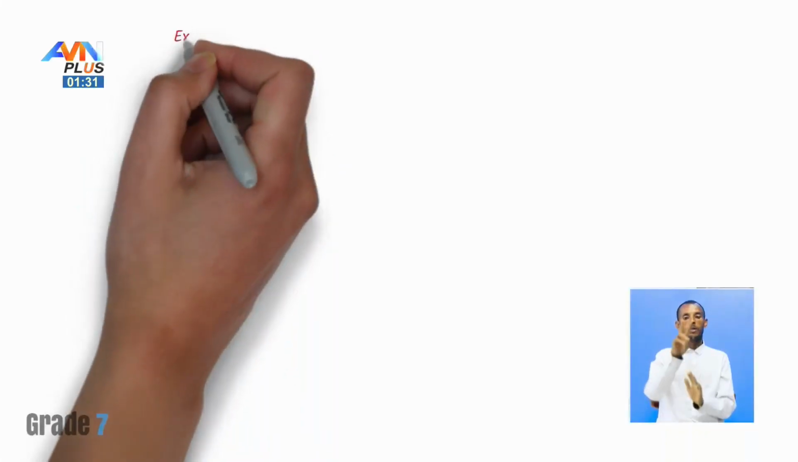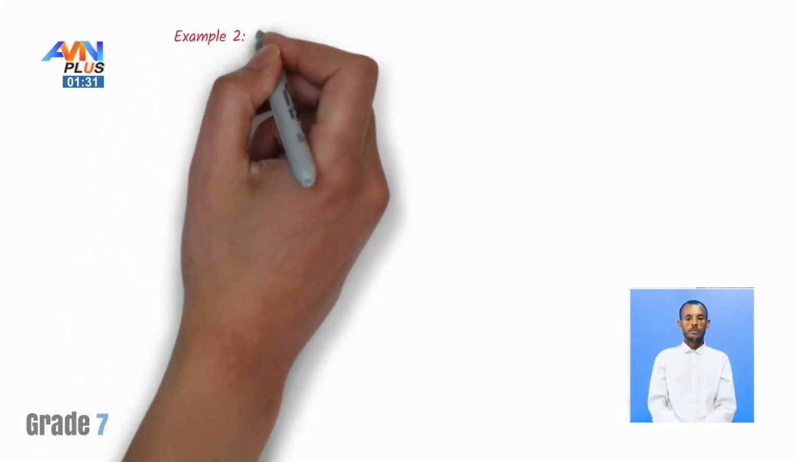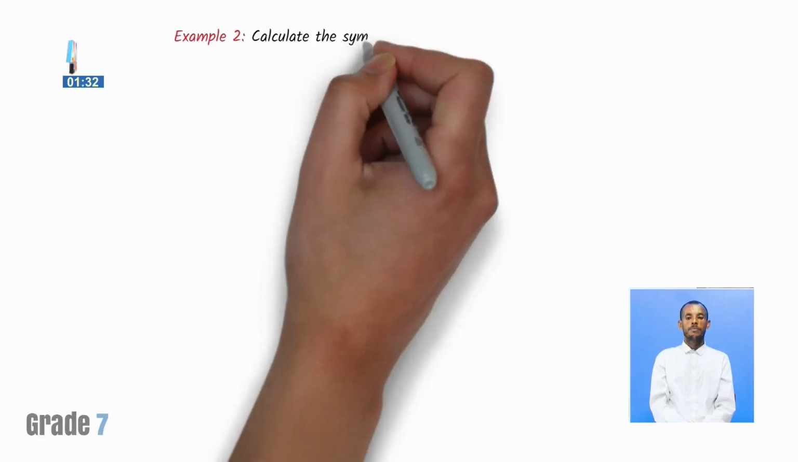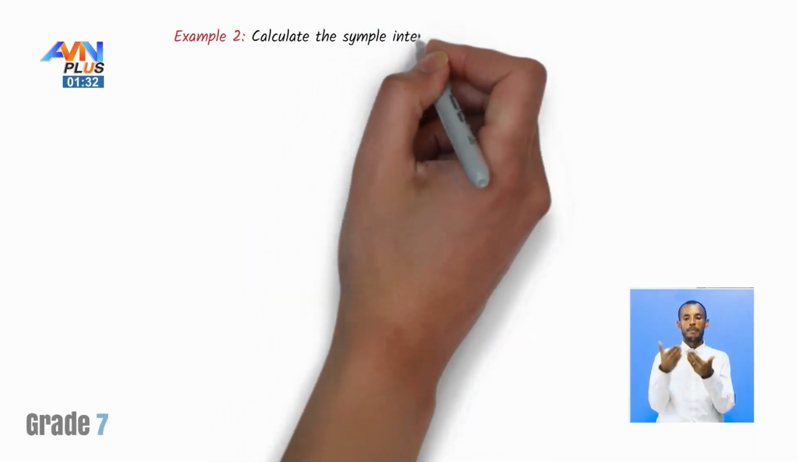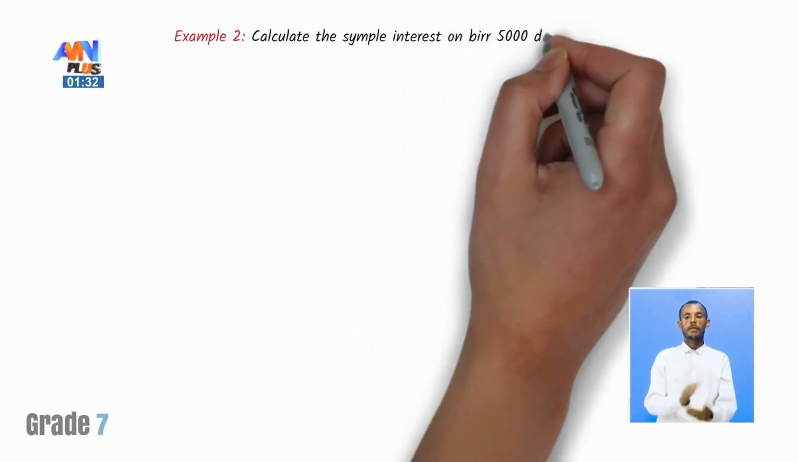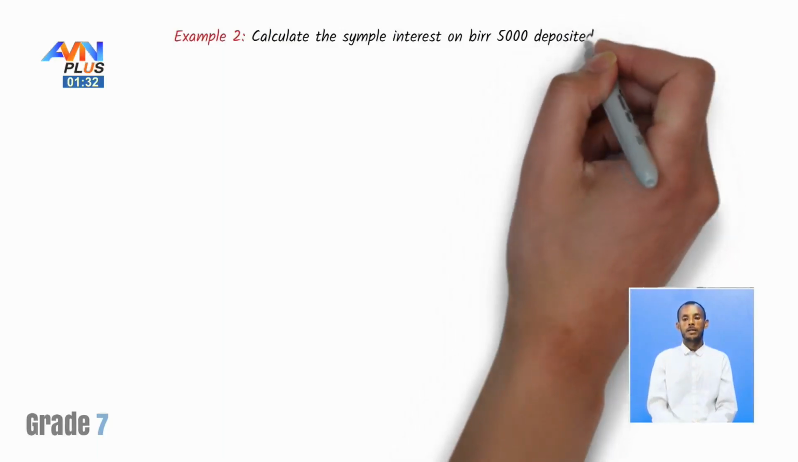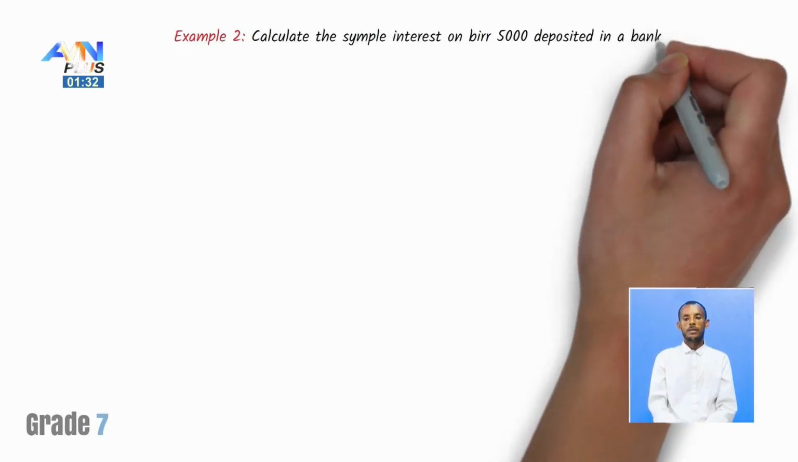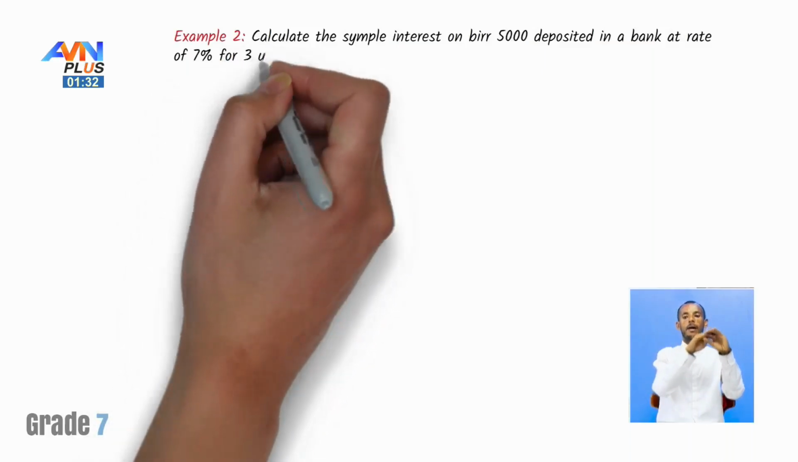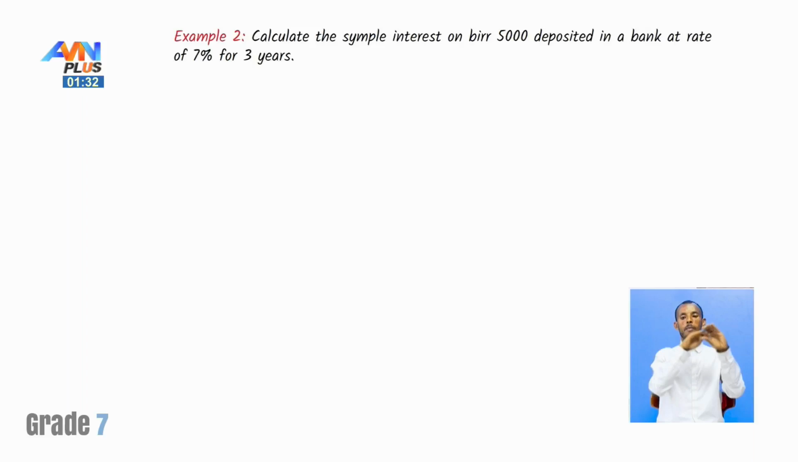Example 2. Calculate the simple interest on birr 5,000 deposited in a bank at a rate of 7% for 3 years.